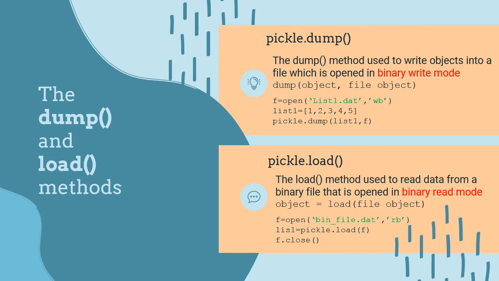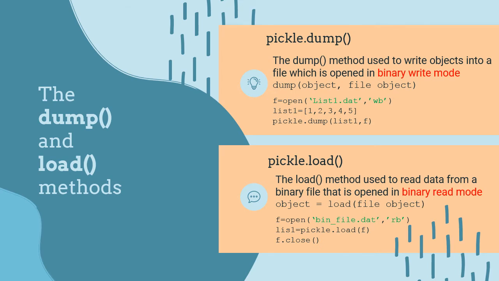Then the pickle.load method. The load method is used to read or access data from a binary file that is opened in the binary read mode. To read the data, the file must be in the read mode, right? So since it is a binary file, we need to open it in the binary read mode.